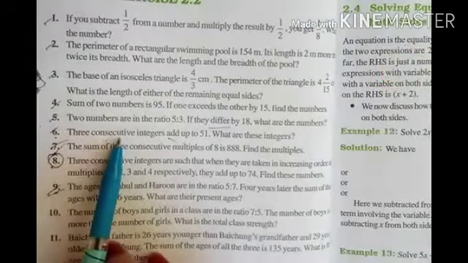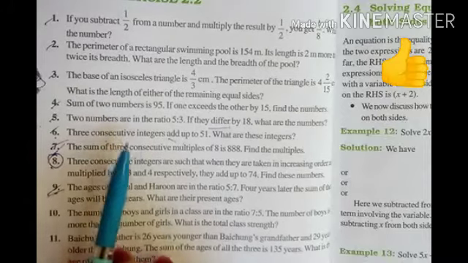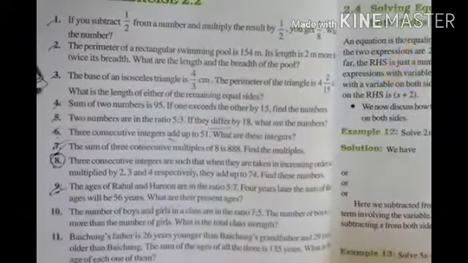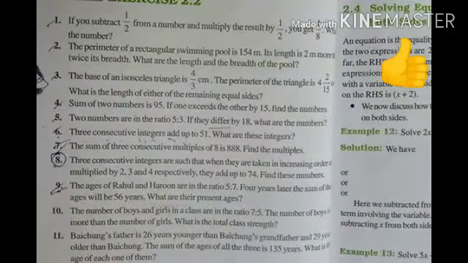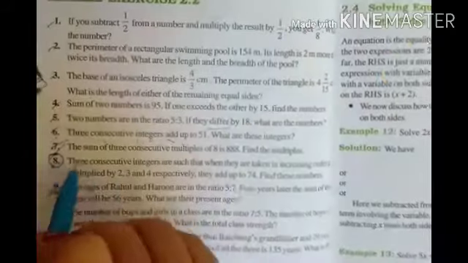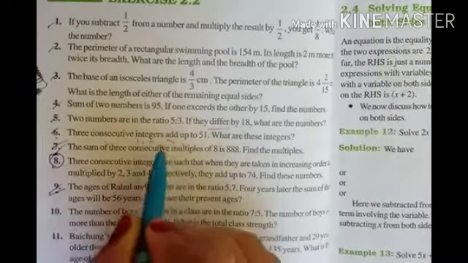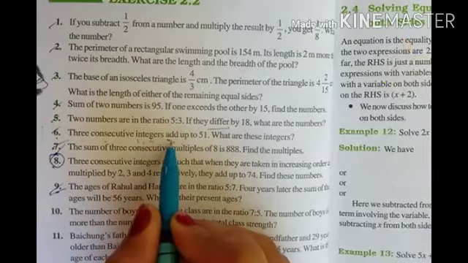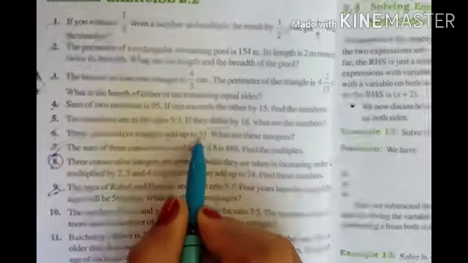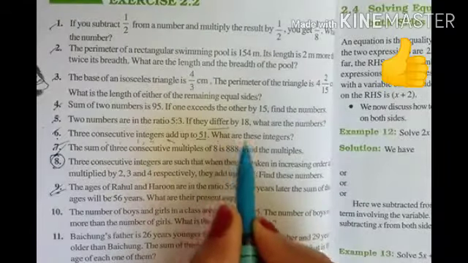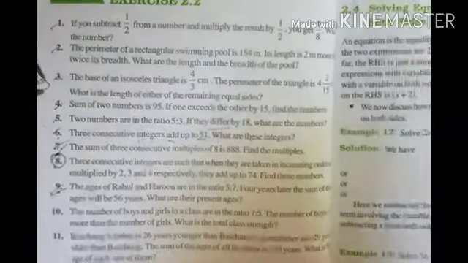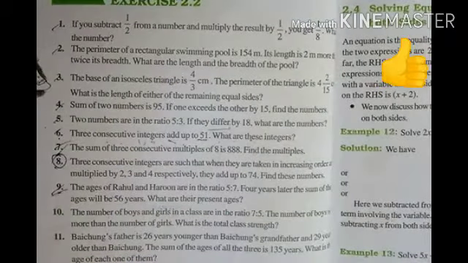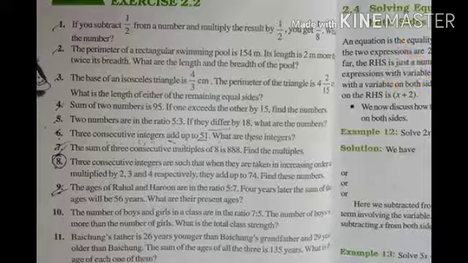So 3 consecutive. Consecutive means it will increase by 1 each time. Suppose 1, then next will be 2, then next will be 3. So consecutive means it will increase by 1. Now 3 consecutive integers. Add means plus. If you add 3 consecutive integers, it will become 51. Then what are these integers? Okay, so let's see the solution.